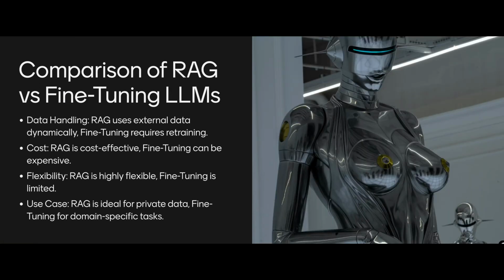Now, you may get the question, what is the difference between RAG and fine-tuning? When we compare them, for data handling, RAG uses external data dynamically, while fine-tuning requires retraining every time. The cost of RAG is very low compared to fine-tuning, because fine-tuning requires an expensive number of GPUs. RAG is highly flexible with the architecture, and fine-tuning is limited once it is trained.